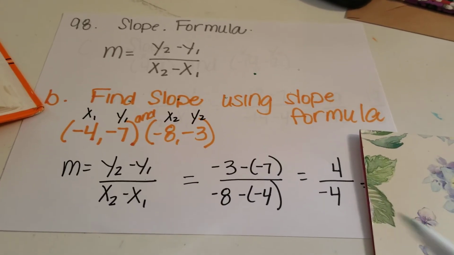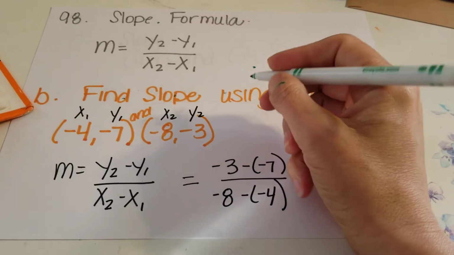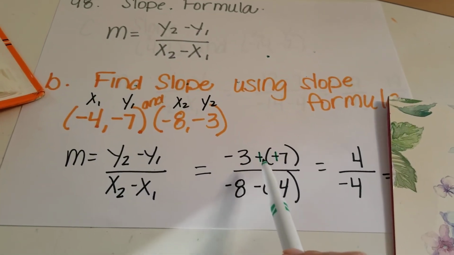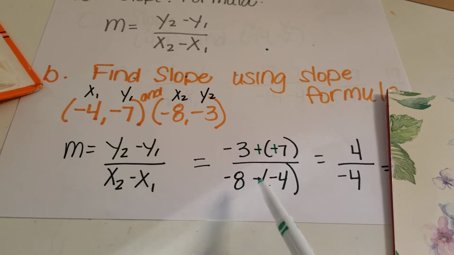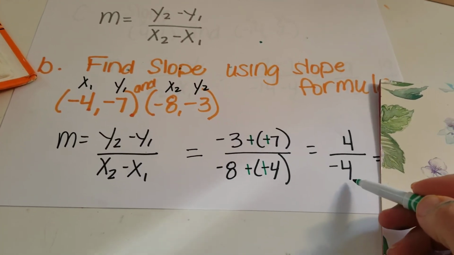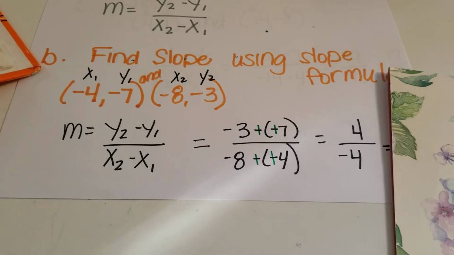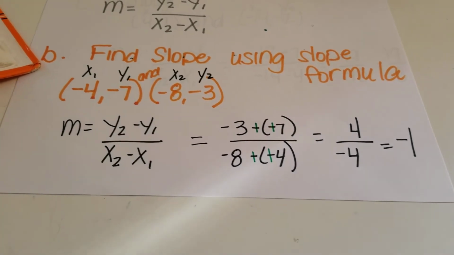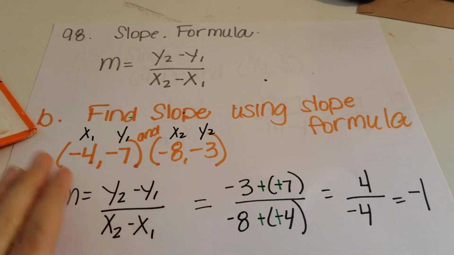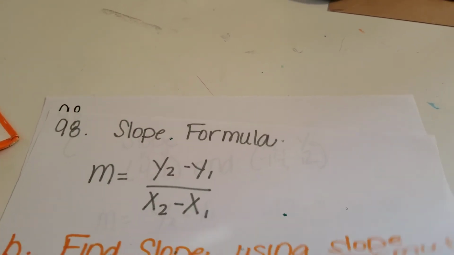Right here, my two negatives become a positive. So -3 plus 7 is 4, and -8 plus 4 is -4. So 4 over -4 becomes -1. That is my slope for those 2 points.